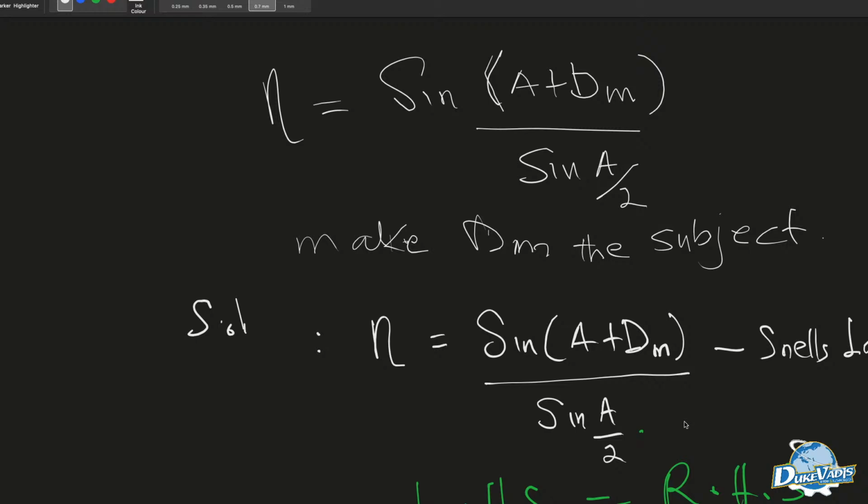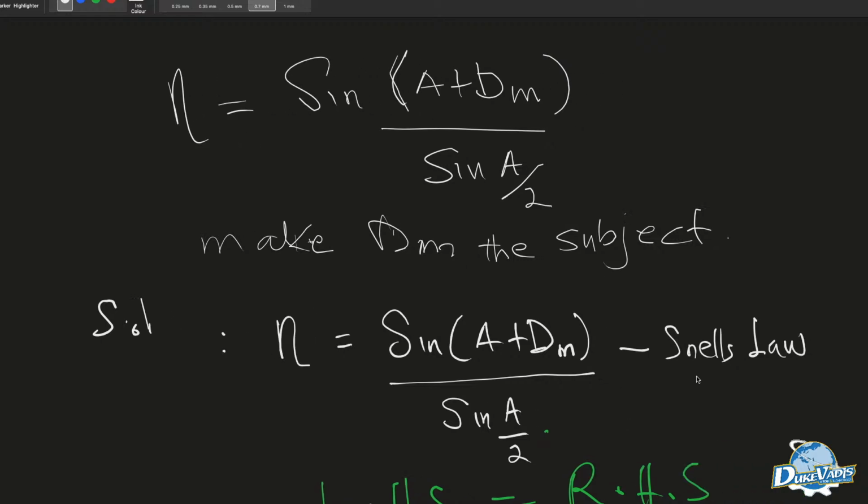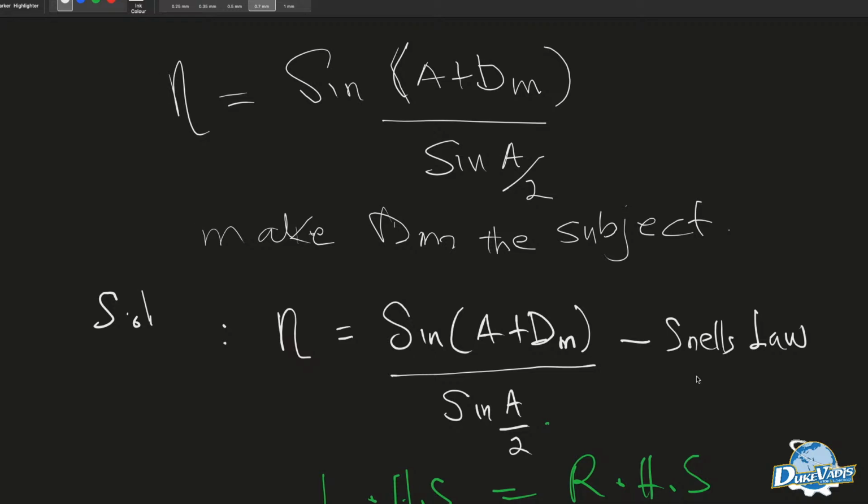But remember, I told you in every equation we do, what we do to the left hand side, we do the same on the right. Please, don't forget that.